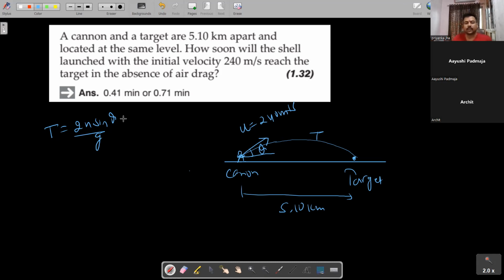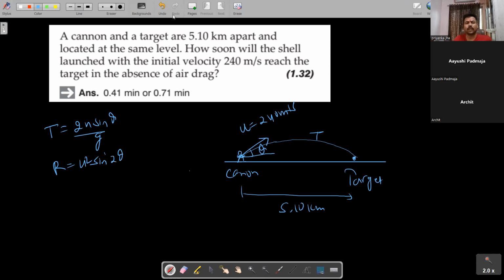So time of flight. Okay, fine. But you do not have sine theta. So do one more thing. This is also given. We also have to use this data. So this is a range actually. What is the formula of range? That is u squared sine 2 theta.